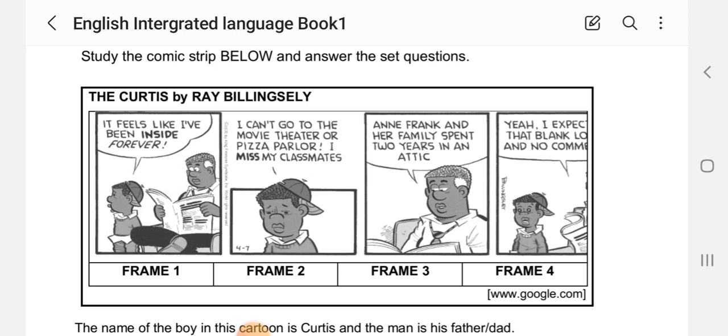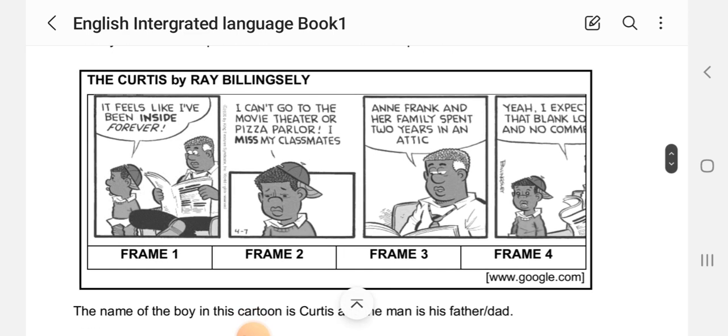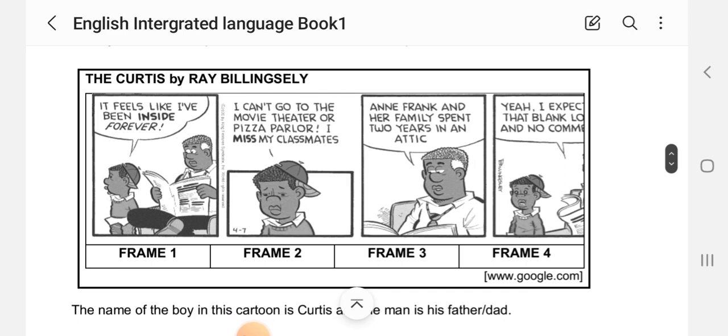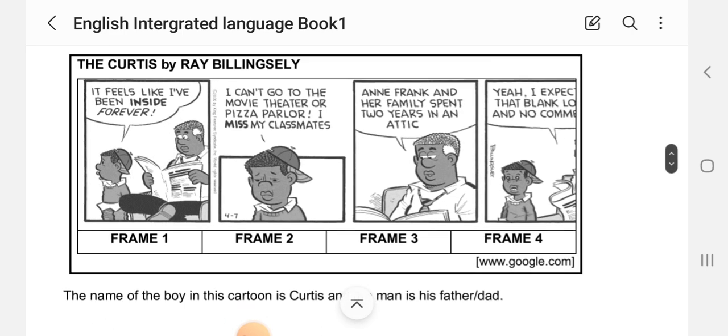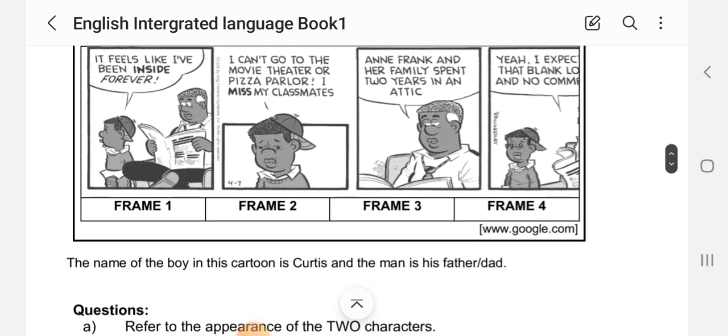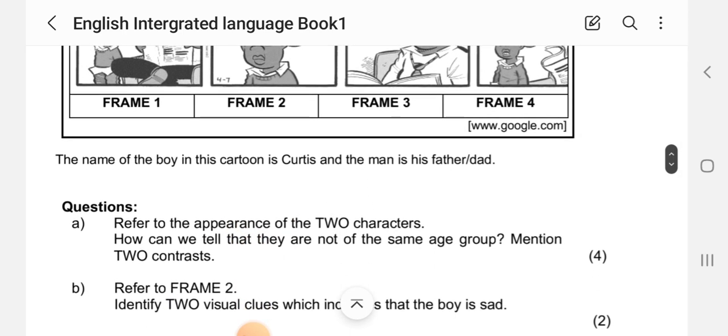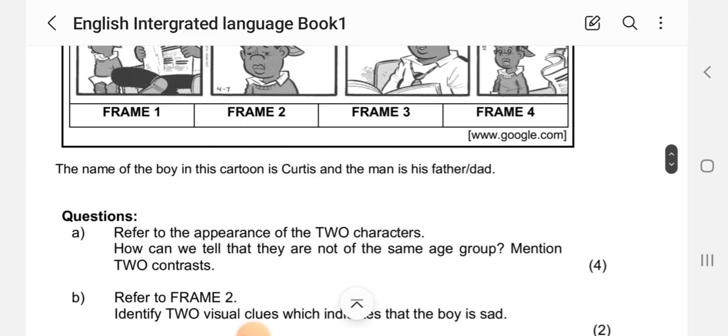And then frame 3, Anne Frank and her family spent 2 years in an attic. That's what the father's saying. And then frame 4, yeah, I expected that blank and no I don't know. They have cut the rest of the conversation there. But yeah, the name of the boy in the cartoon is Curtis, and the man is his father or dad.